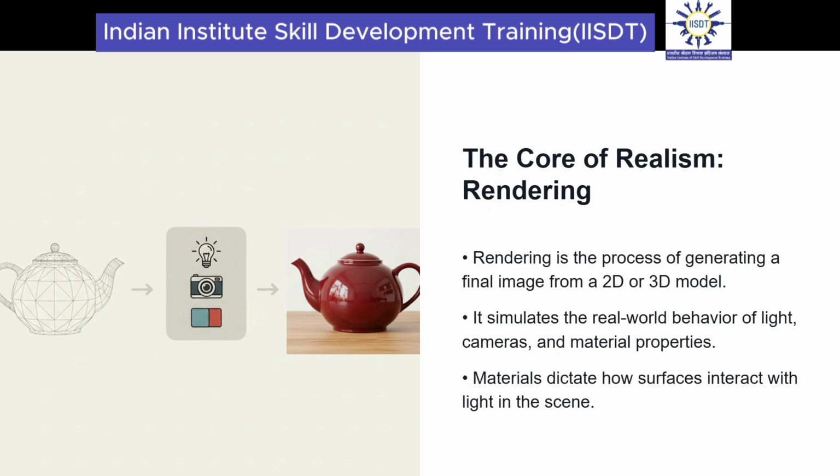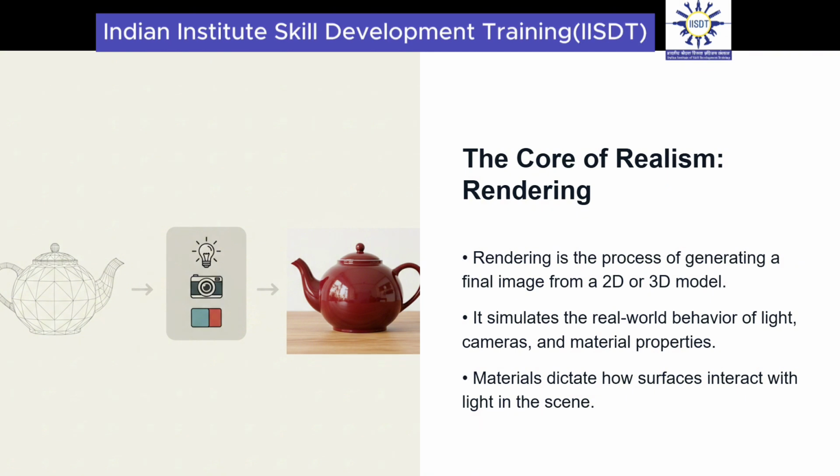The answer lies in a process called rendering. Think of rendering as a virtual photo shoot. It's the process where the computer takes all the data in our 3D scene, the models, the lights, and most importantly the materials, and generates a final 2D image. At its heart, rendering is a sophisticated simulation. It calculates how virtual rays of light would travel from a light source, bounce off various surfaces in the scene, and finally enter our virtual camera.